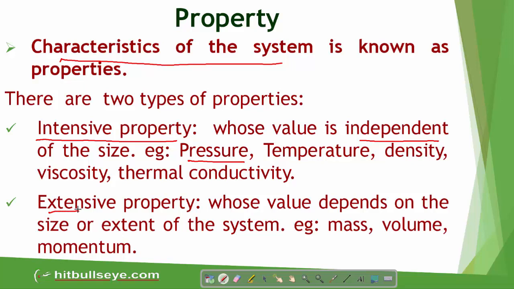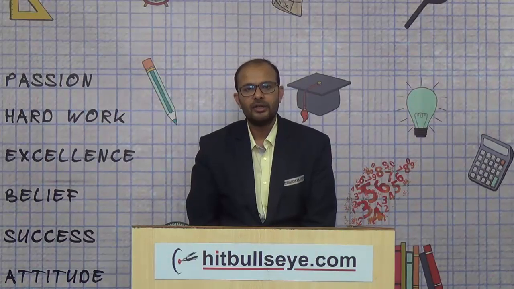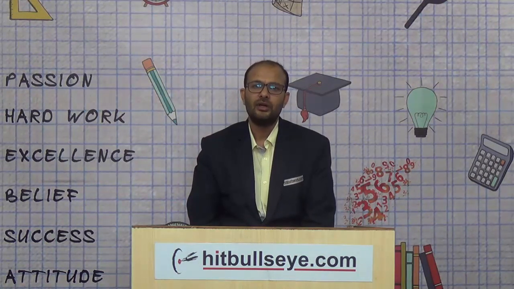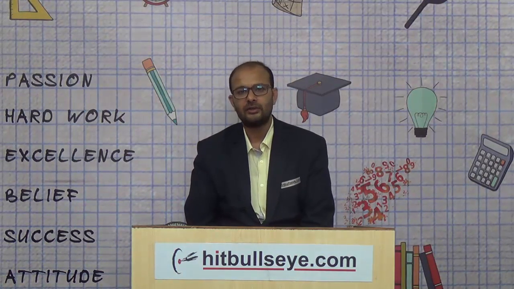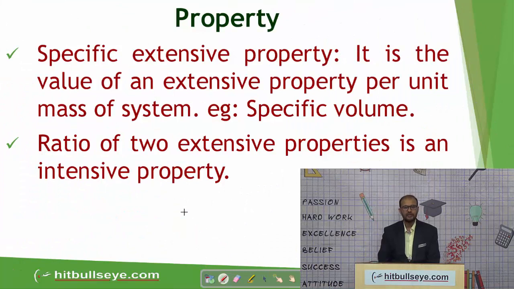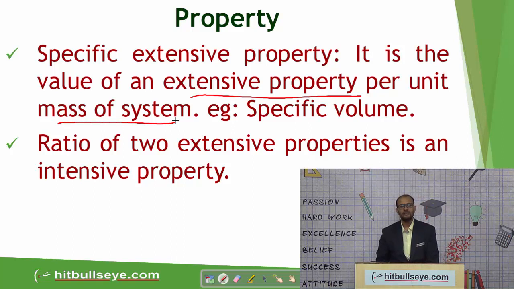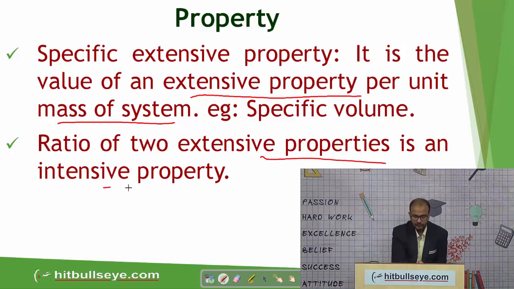Next is extensive property. Extensive properties are those properties whose value is dependent on the size or extent. Example is mass, volume. Next is specific extensive properties. It is the value of extensive property per unit mass of the system. Example is specific volume. And ratio of two extensive properties will be a intensive property. Here we see, first we will look for the intensive and extensive property.